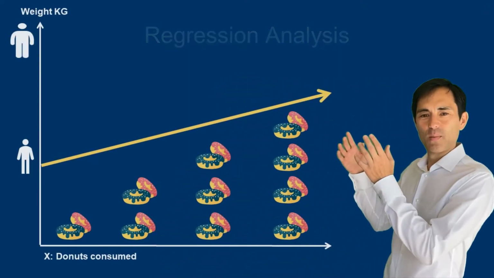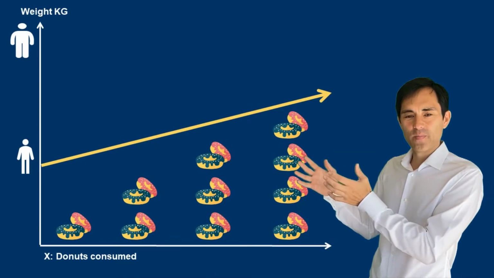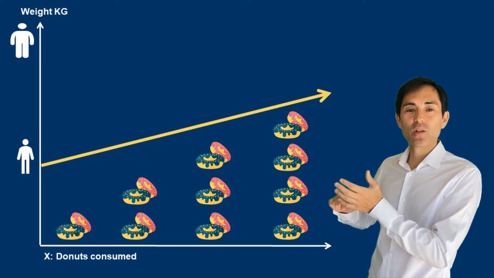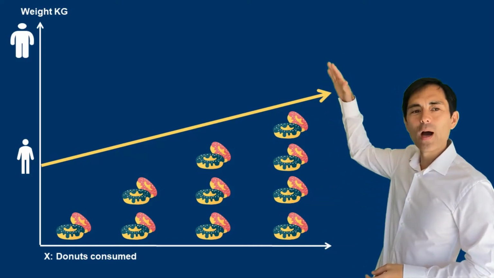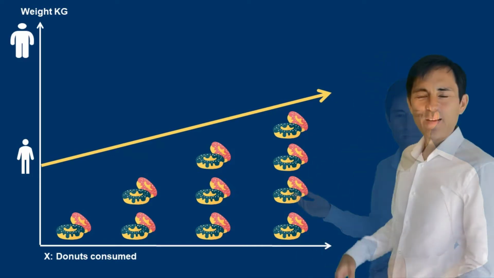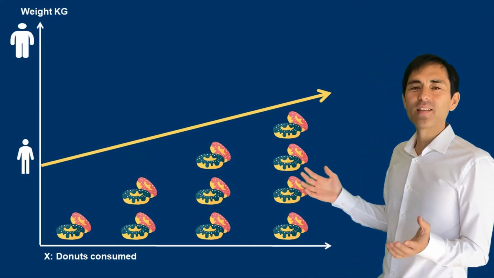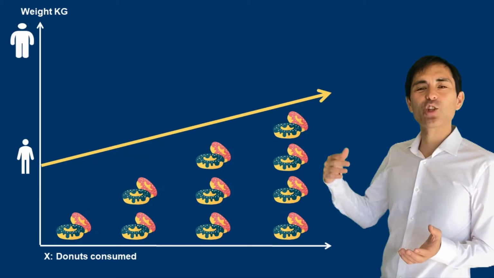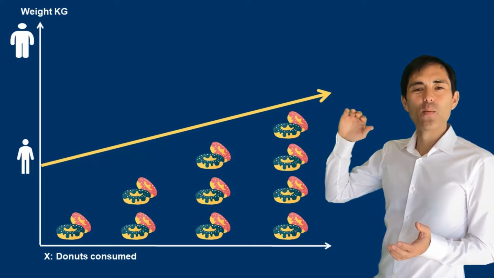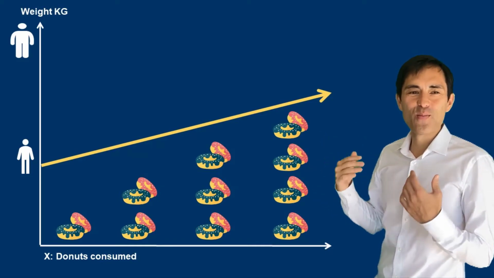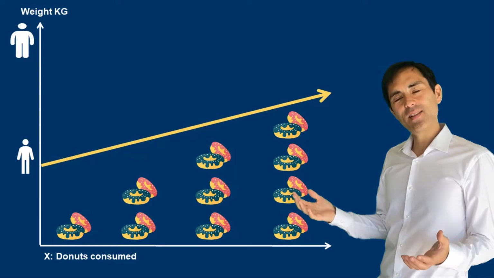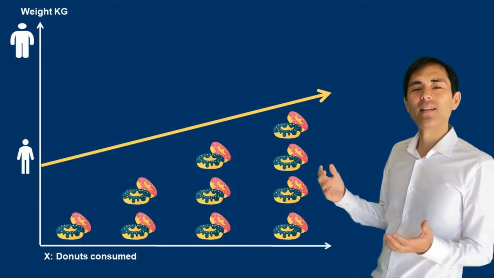Have a look at this chart. You see on the x-axis, on the horizontal axis, donuts consumed. And then you see on the y-axis the weight in kilogram. If you look at the figure, it looks a little similar to a correlation analysis. You can see an upward trend. The more donuts I eat, the more weight I gain. Regression analysis can do more than just correlation analysis.